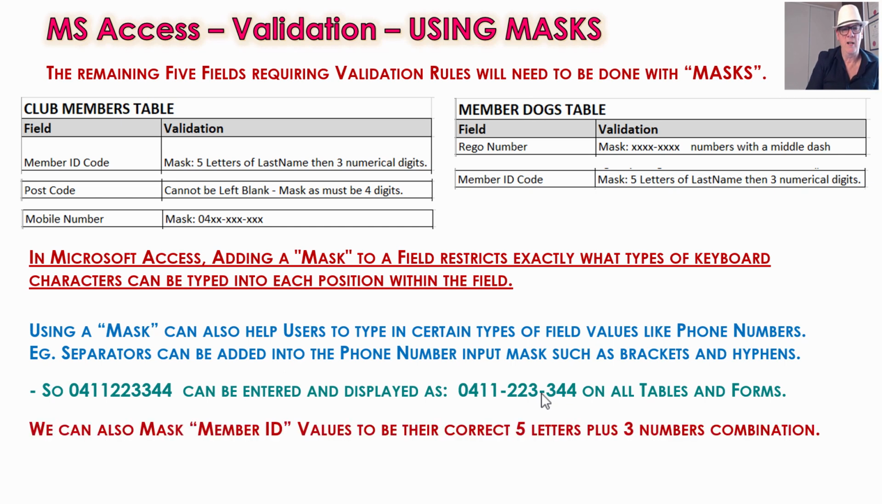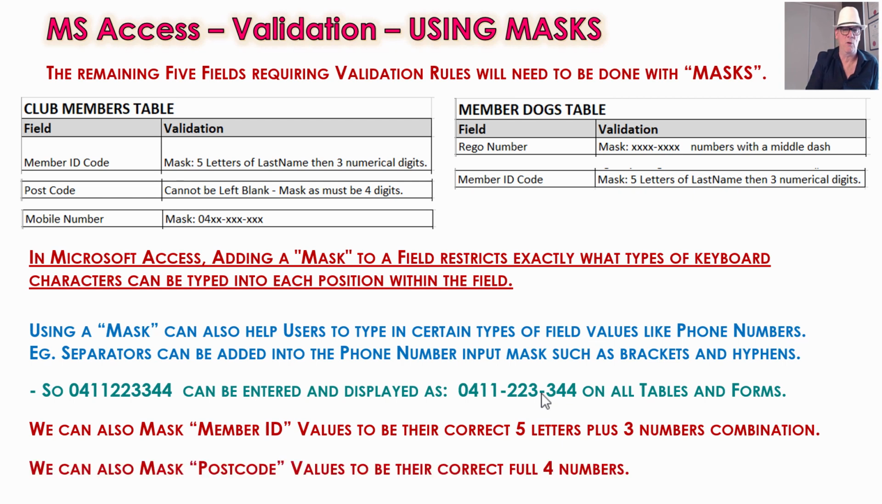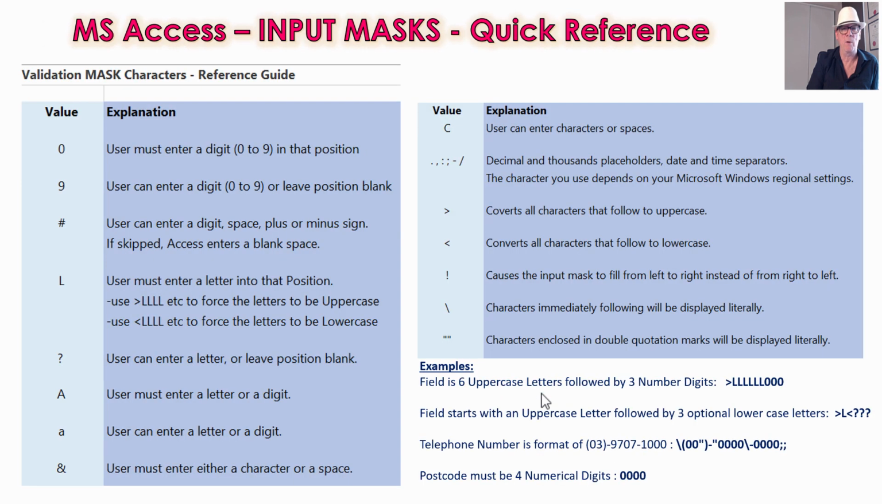And we can mask member ID codes to make sure they've got 5 letters and then they've got 3 numbers and there's no typo on them, because they're a primary key, so they're really important to get right and we don't want them typed wrong. And postcode, we can make sure it is the full 4 numbers for an Australian postcode.